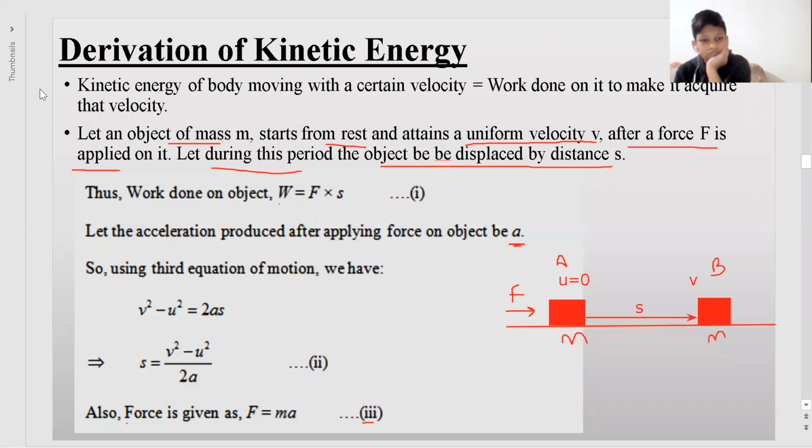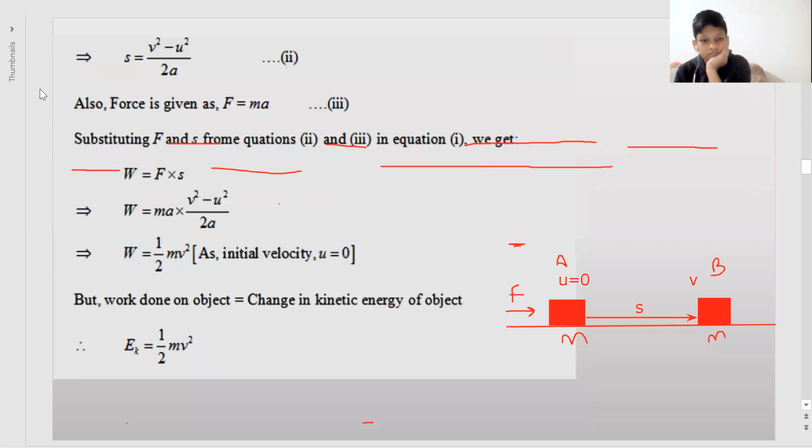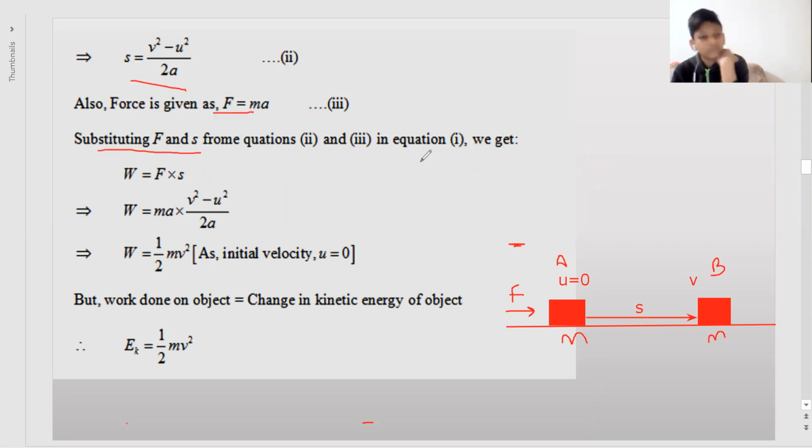Here you can see that this was the second equation. This is the third equation. Substituting the values of F and s in equation 1. So equation 1 was W equals F into s. The value of F is ma. The value of s is (v square minus u square) upon 2a. This a will get cancelled, right? So we are left with m. So m is written over here.